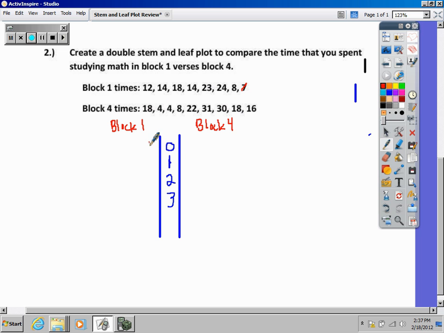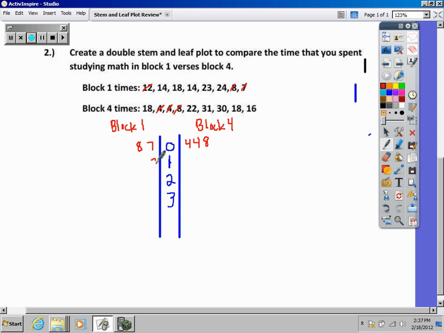And so on block 1 we studied for 7 and 8 minutes. So we put the 7 first, and go from the stem over to the leaf. So 0, 7 would be 7, and then we do 0, 8. So there's a 7 and 8 minutes for block 1. Block 4 for the single digits had a 4 and a 4, so we put 0, 4, and then another 4 that represents these two 4s, and then the 8.